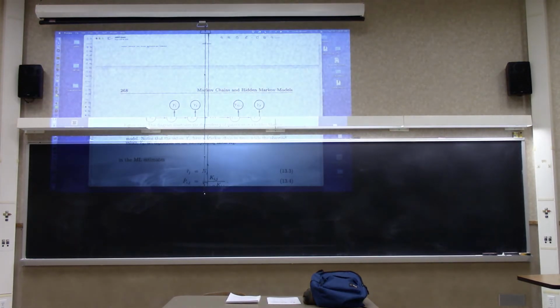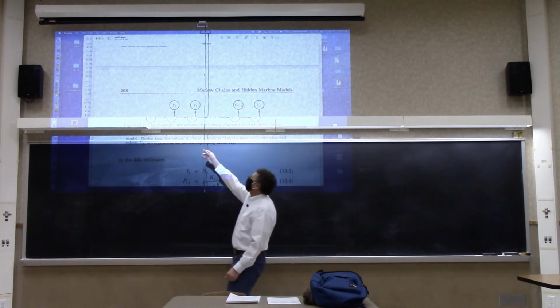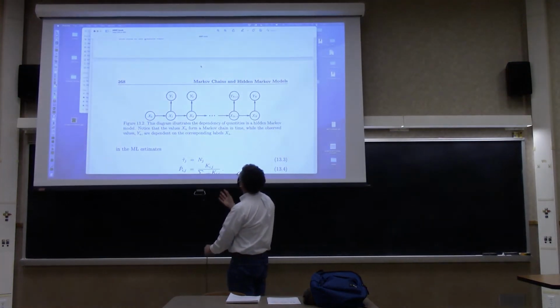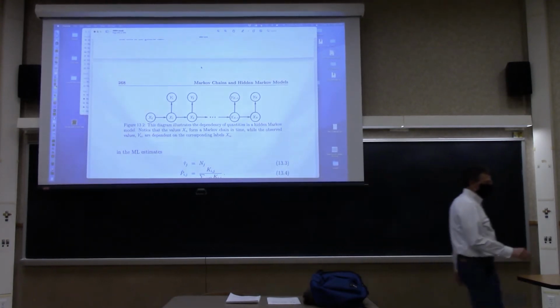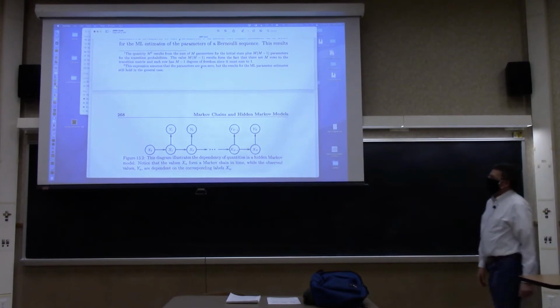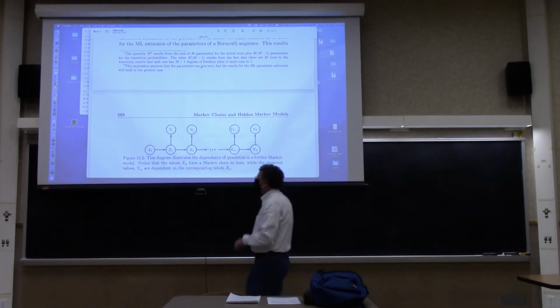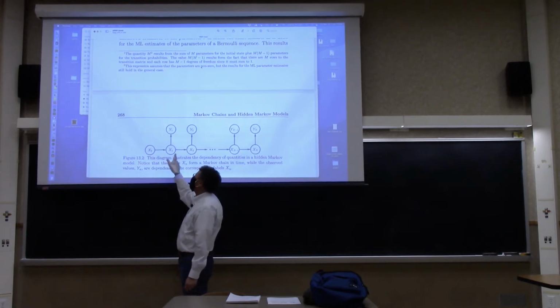Okay, hidden Markov models. Because I want to go through this material quickly, I'm going to emphasize pictures, okay? So this is a hidden Markov model. You have a Markov chain, so the x's are discrete. Then this is a state transition in time.